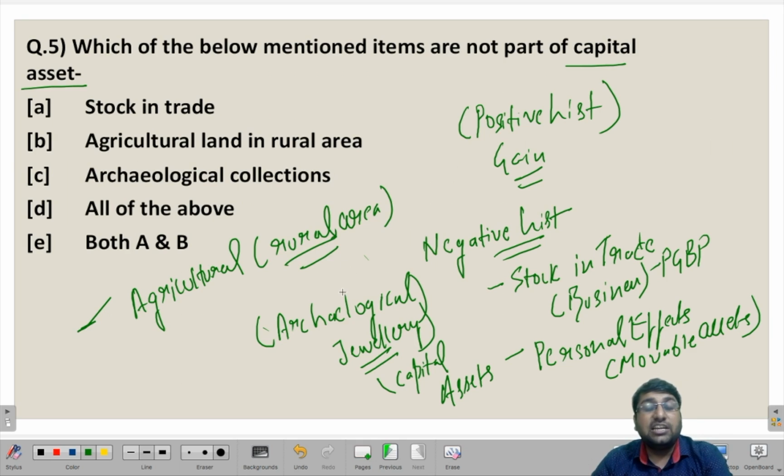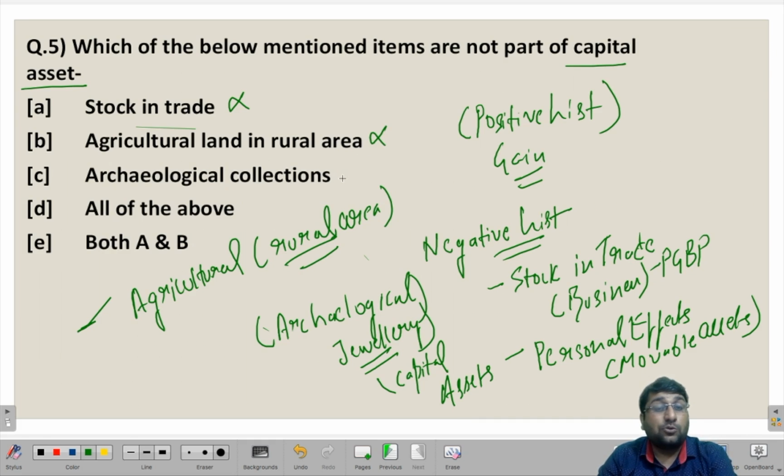So these are the three important elements specifically excluded from the definition of capital asset. Any other capital asset would be part of capital asset and shall be liable to capital gain taxes. Let us have a look at the options now. Option A says stock in trade. This is not part of capital asset, we have just read it. Agricultural land in rural area, again this is not part of capital asset.